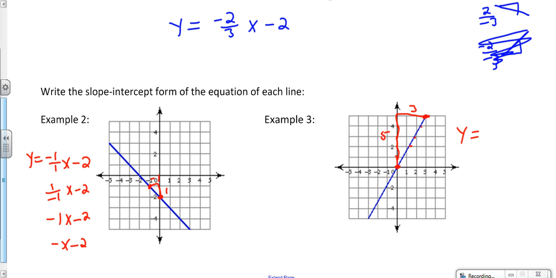So I went up 5 to the right 3. So y equals the slope of 5/3, rise over run. Now the y-intercept was 0, so I can go plus 0, or I can just write the equation without the 0.